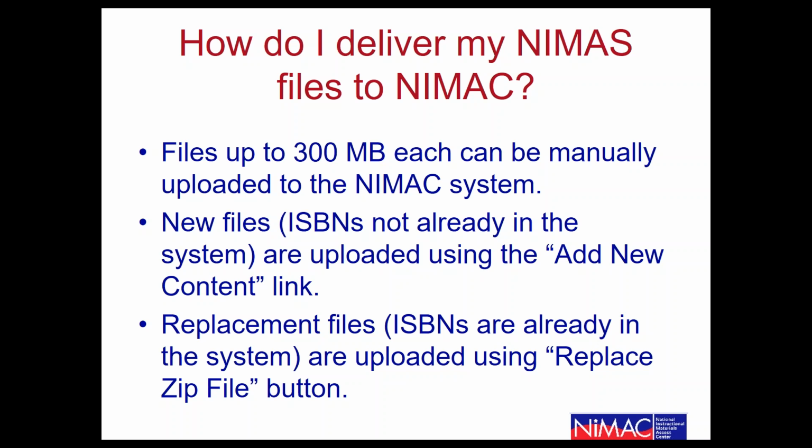We're not going to spend a whole lot of time walking through this, but the main question that we usually get is which feature to use if it's a new file. In other words, the ISBN has not already been uploaded to the system previously. You use the Add New Content link, and I'll show you where that is in a second. And for replacement files, if the ISBN is already in the system, you use the Replace Zip File button on the record for that particular file.